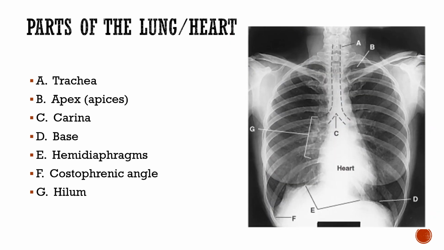So parts of the heart and the lungs are all labeled here in this image just for review purposes. We've got the trachea, which is A. B is the left apex. We've got the carina at C, which is also called the tracheal bifurcation. D down here is the base. E are the hemidiaphragms. F is the costophrenic angles. There's one on each side, they're bilateral. And then the hilum at letter G.